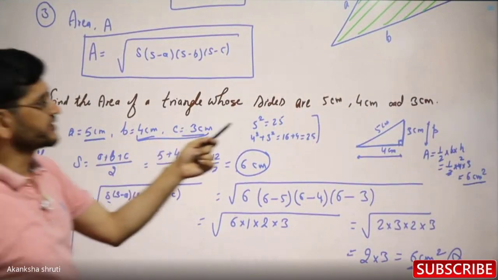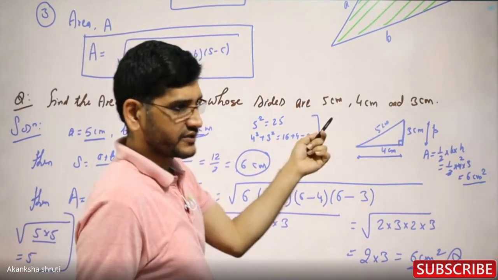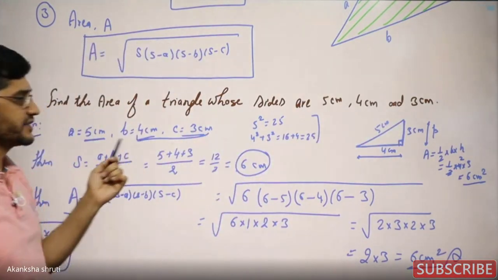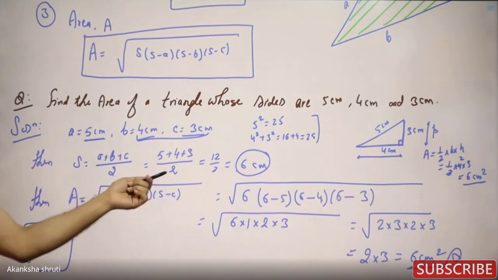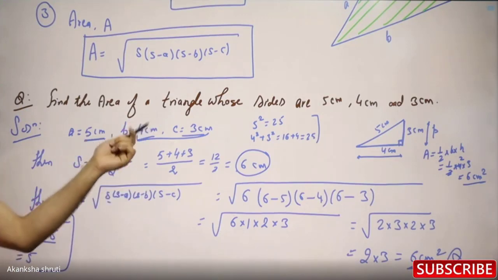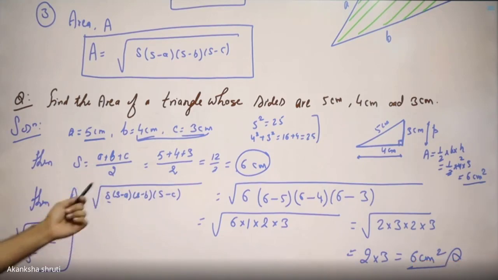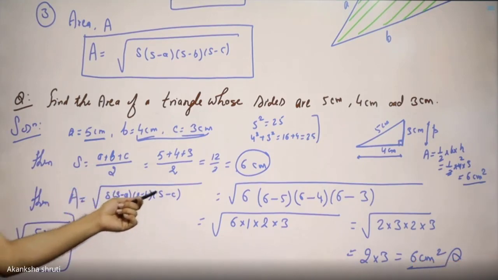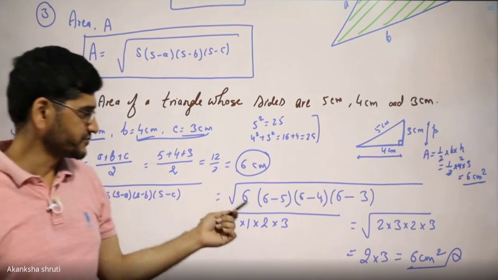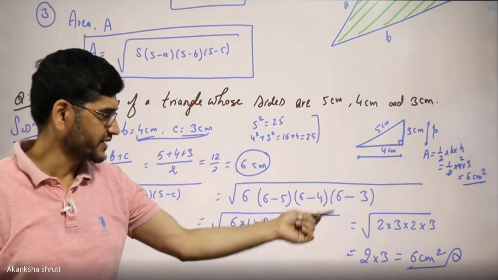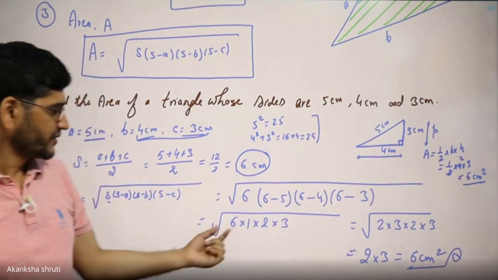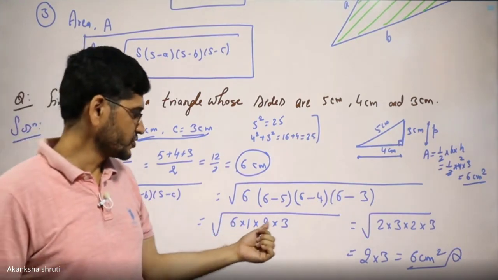Find the area of the triangle whose three sides are given. So very easy. First, we need to find the semi-perimeter, (a plus b plus c) by 2. a is our 5, b we have taken as 4, c we have taken as 3. Then we substituted in under root of s, (s minus a), (s minus b), (s minus c). It becomes under root of 6, (6 minus 5), (6 minus 4), (6 minus 3). Then we got under root of 6 into 1 into 2 into 3.